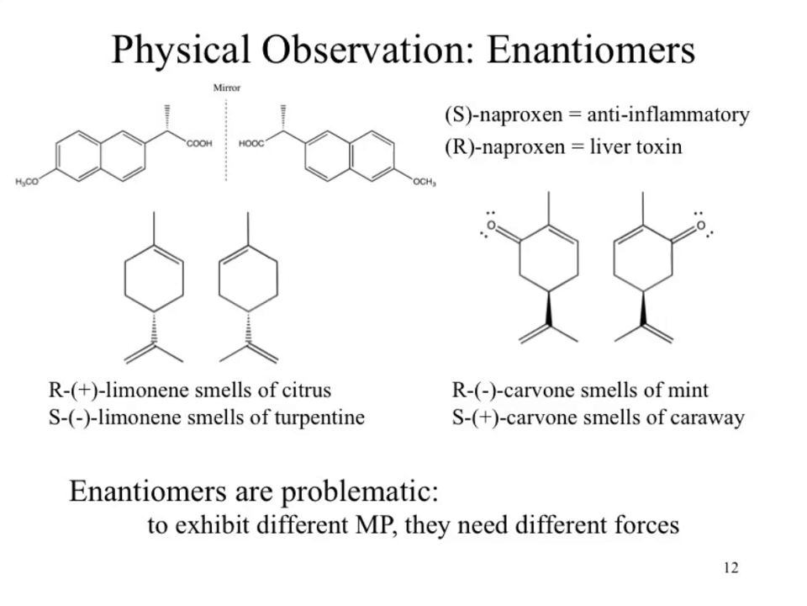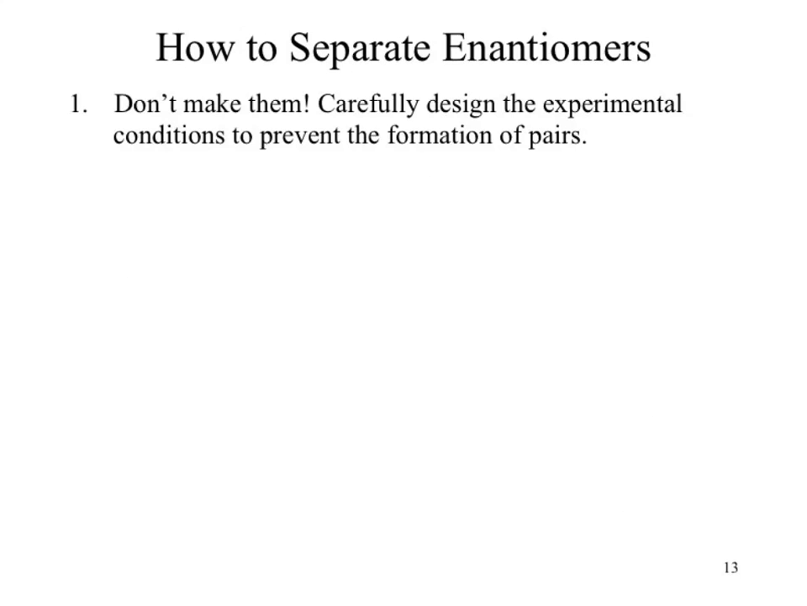So if we go through and synthesize naproxen, and we aren't careful about that chiral center, what ends up happening? Well, we give out a drug, half of the drug cures our pain, and the other half of our drug destroys our liver. That's a bit problematic. So when we go through and do syntheses, we have to come up with ways to avoid this problem. So how can we separate them? The very first option is you don't make them. You design your synthesis so that you never make enantiomers. So you have to rethink how you approach building molecules to prevent the formation of these enantiomeric pairs.